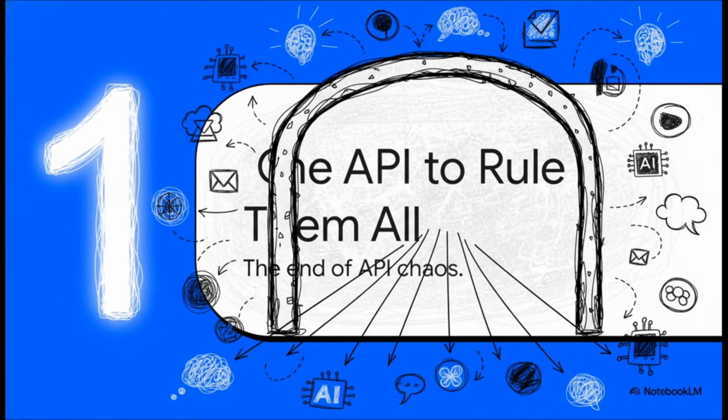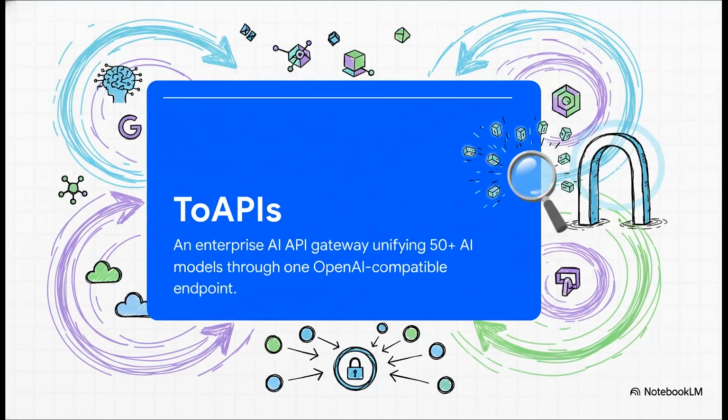And that solution is called ToAPIs. It's designed from the ground up to be that one unified gateway to the entire world of AI. Okay, so what is it exactly? Well, ToAPIs is an enterprise-level AI API gateway. But here's the magic part. It brings together over 50 of the world's top AI models. We're talking OpenAI, Google, Anthropic, you name it, and makes them all available through a single, and this is crucial, an OpenAI-compatible endpoint that you already know how to use.